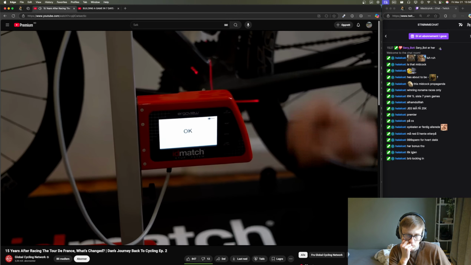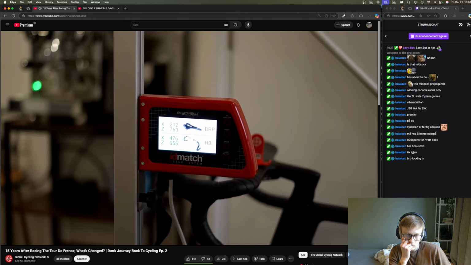Okay. I brought in my Canyon Aero, the bike I've been using for the past year or so, so that Matteo could check the measurements I'm currently using. I'm curious to see how far away I've been from my optimal position.